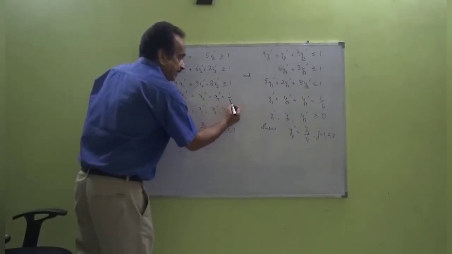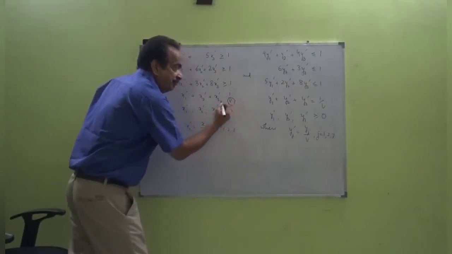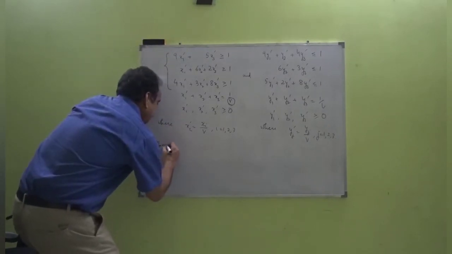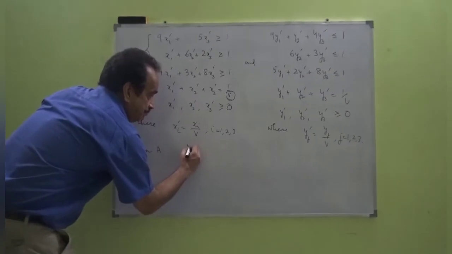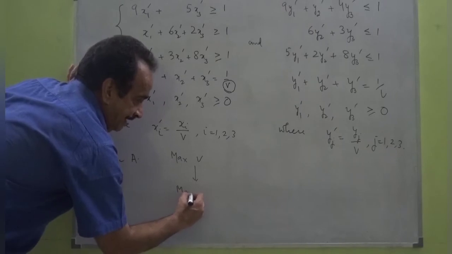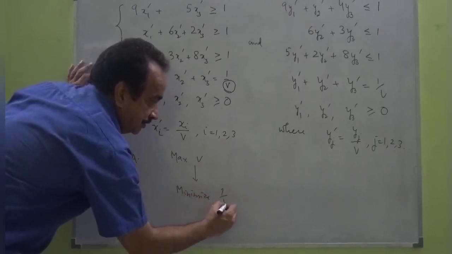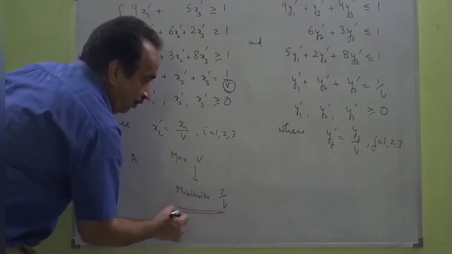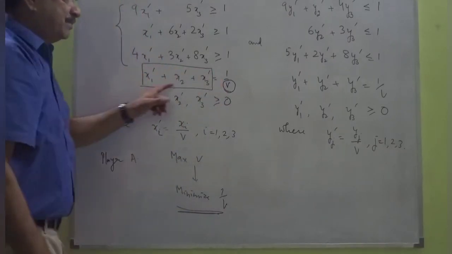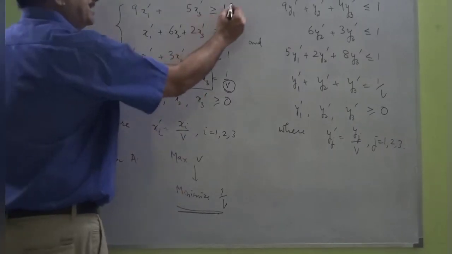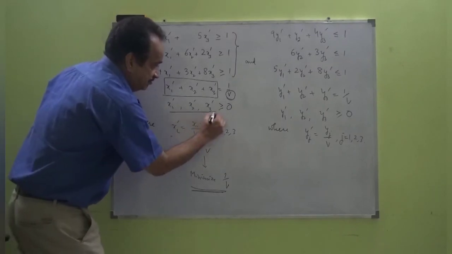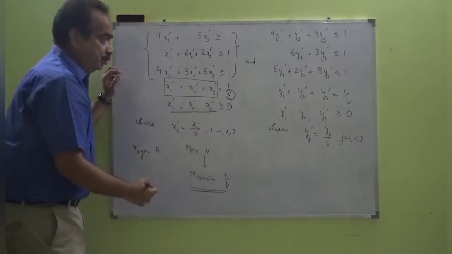Since player A would like to maximize V because he is going to earn, for player A the problem is to maximize V, that is, to minimize 1 by V. So player A will minimize 1 by V, which is x1 dash plus x2 dash plus x3 dash, subject to these constraints over here, where x1 dash, x2 dash, x3 dash are non-negative.